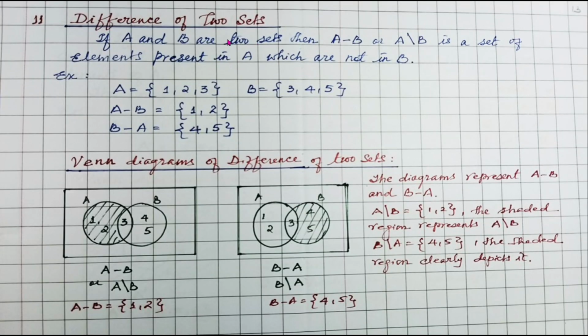Now, difference of two sets. If you have a set A and set B, then the difference of two sets is A minus B, and it is also represented as A slash B, with a negative slope. A minus B is the set of elements present in A which are not in B.